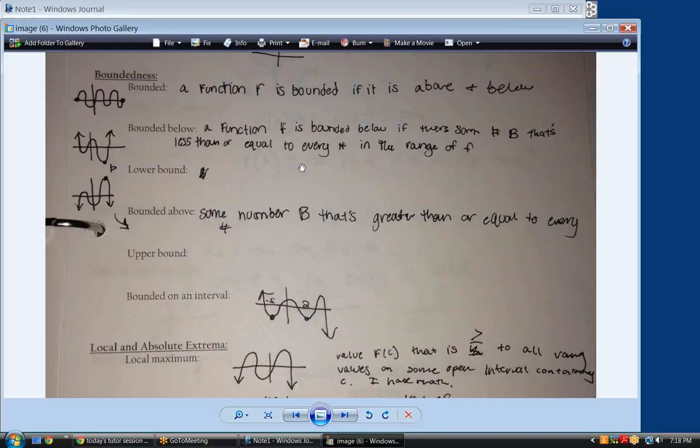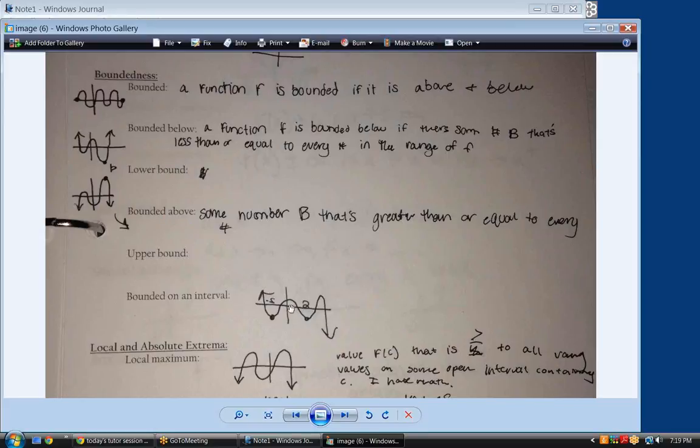Whatever the y coordinate is of that point where my cursor is, that's its lower bound. Okay. They label it B, but that B might be the x coordinate. So the y coordinate of B would be the lower bound. Okay. This one's bounded above, just the opposite.